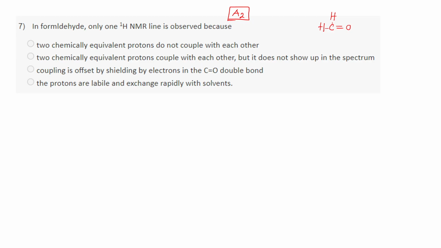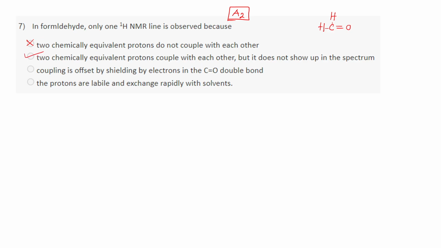So what about the first option? Two chemically equivalent protons do not couple with each other. So they do couple. So this is actually a wrong statement. Now the second statement, the two chemically equivalent protons couple with each other, but it does not show up in the spectra. That is a correct option.